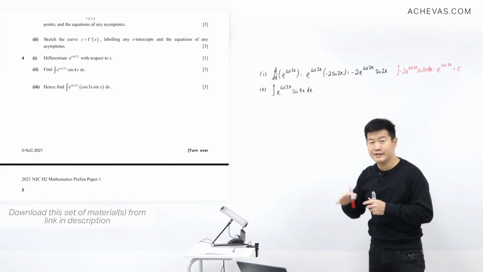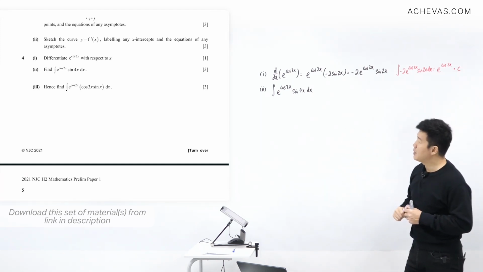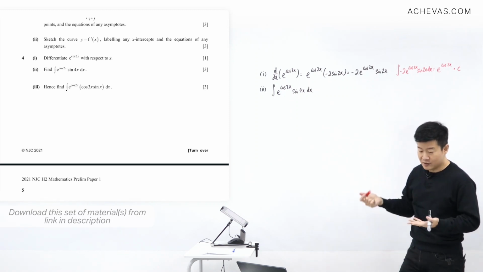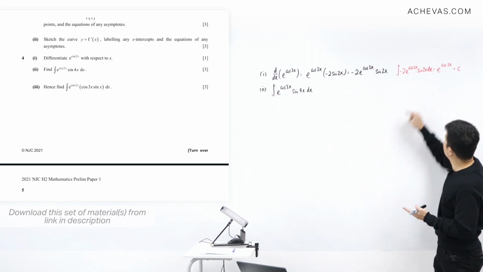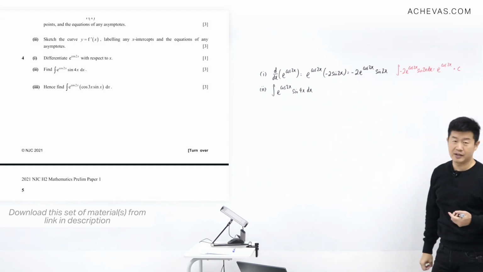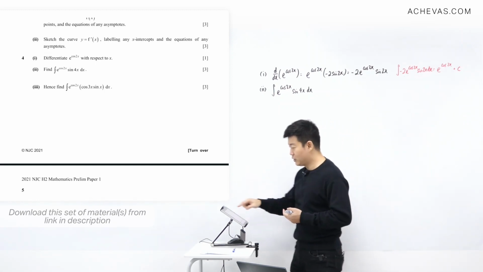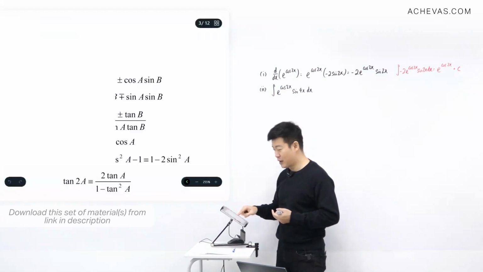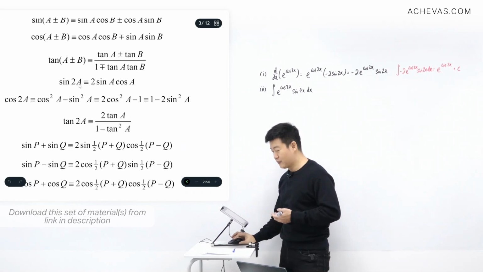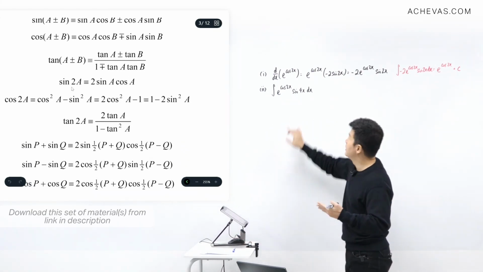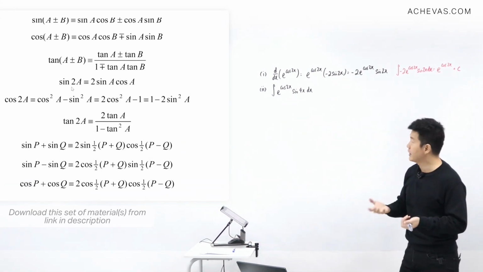Okay, so we have two results from the previous part. Are we able to immediately use it here? I don't think so, because we have e to the power of cosine 2x, but we don't have a sine 2x. We don't have a minus 2. So in order for us to do that, let's revisit what we have in our MF26 formula sheet, and we are going to make use of this, which can help us to convert 4x to 2x.